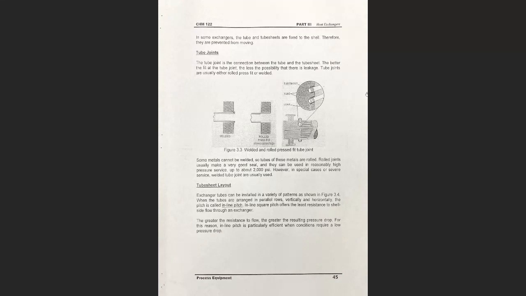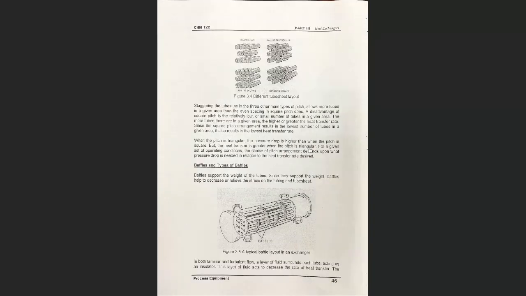Okay, let's go back again to the textbook. So the next topic talks about the tube sheet layout, guys, okay? So it says that exchanger tubes, or the tubes inside a heat exchanger, can be installed in a variety of patterns as shown in figure 3.4. Let's go to the figure and have a look at the patterns or layouts, gentlemen, okay? So you can see that the tubes have been or are arranged in different ways in here.